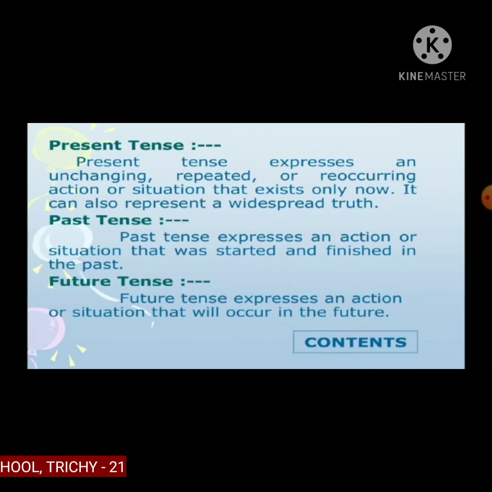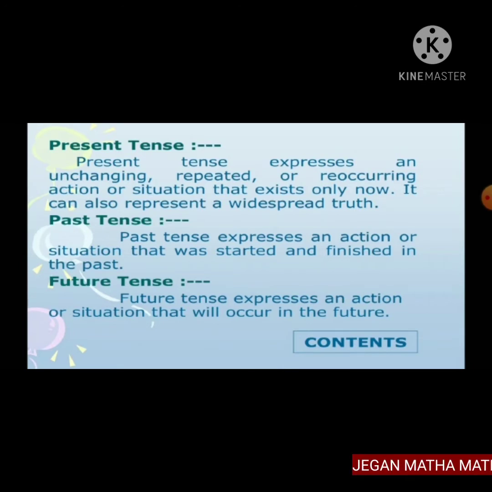Okay, what is the present tense? Present tense expresses an unchanging, repeated or reoccurring action or situation that exists only now. It can also represent a widespread truth. Widespread truth we can use. Present tense expresses an unchanging, repeated or reoccurring action or situation that exists only now. So it can also represent a widespread truth.